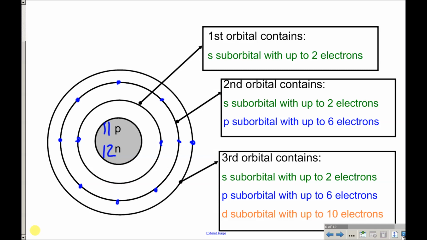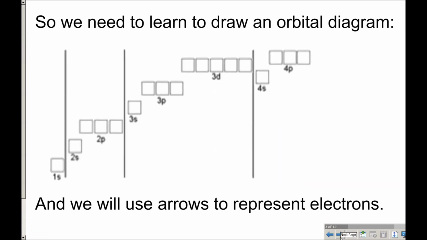So at this point, it's a little bit hard to represent all of these suborbitals in a Bohr diagram. And so now we need to learn to draw an orbital diagram to represent them. We are going to use arrows to represent electrons, and we are going to put the arrows in these various boxes that are labeled in order of energy.